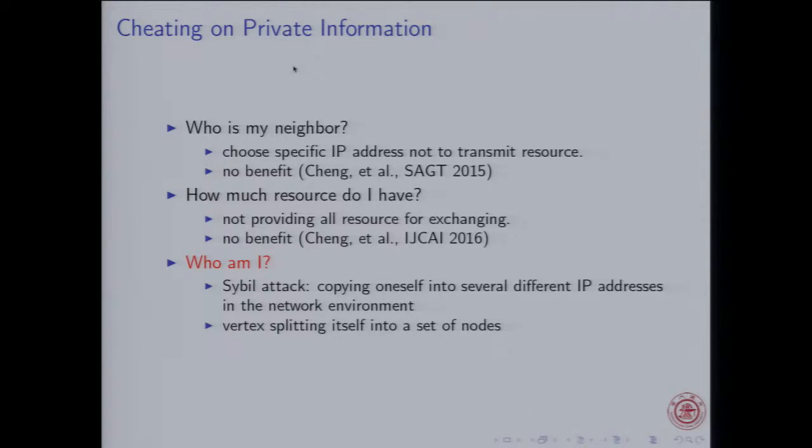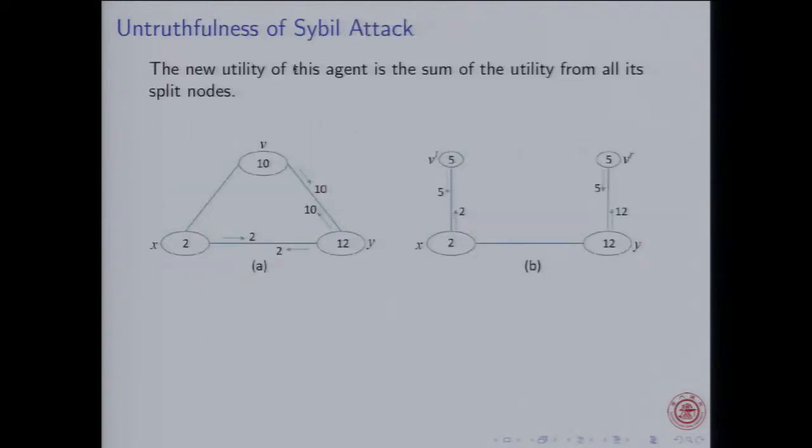So let's focus on this cyber attack strategy. I have a simple example showing that this mechanism is not incentive compatible against this strategy. Maybe I forgot to say that the numbers in the circles mean the weight of the vertex, and the numbers along the edges are the resource allocated in that direction. Here we show the equilibrium for these two graphs. Originally this vertex received 10 units of resource, but after it split itself into two nodes, it receives 14 units in total.